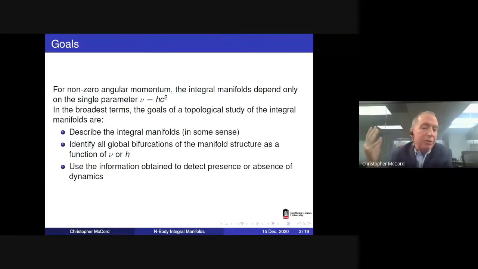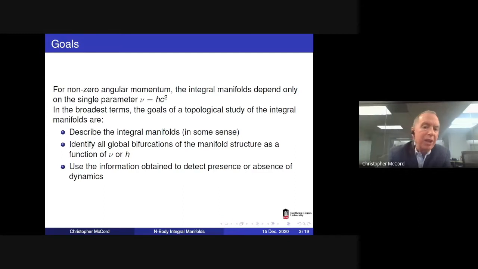Or the manifold is this set minus that set. But it's rare, it's really rare to be able to give that sort of description. So for high dimensional manifolds, and in general, the spatial integral manifold is a manifold of dimension 6n minus 10.